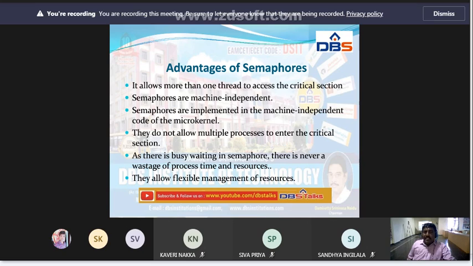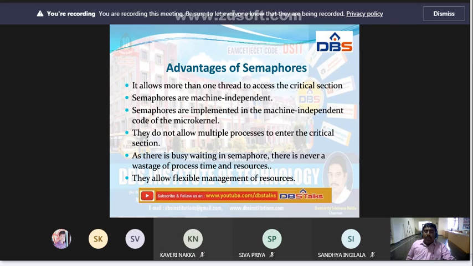By using the semaphore we don't allow multiple processes to enter into the critical section. Next, as there is no busy waiting in the semaphore, there is never a wastage of process time and resources. Here there is no wastage of process time and resources.